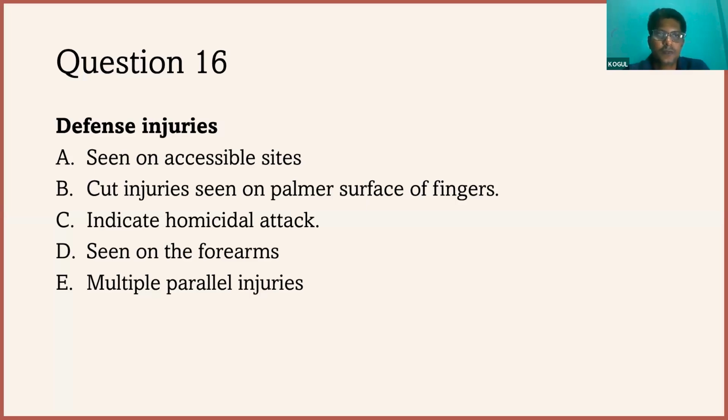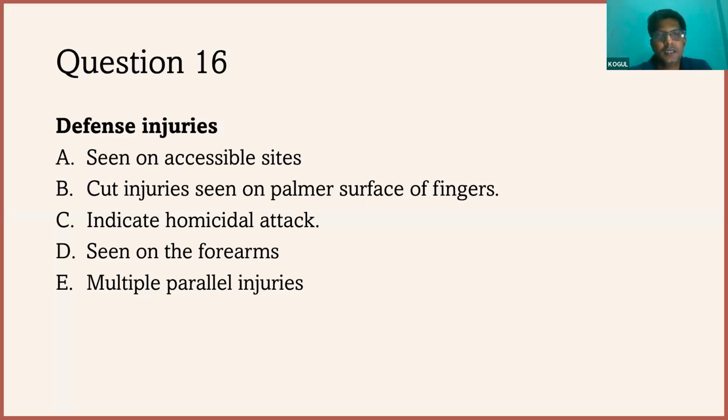So that is false. Cut injury is seen on the palmar surface of the finger. Usually with cut injuries, while defending, they will grip the forearm or grip the weapon, a knife or something, so the cut is on the palmar surface. Defense injuries indicate homicidal attack, that is true. Seen on the forearms, true. Forearms and legs you can get.